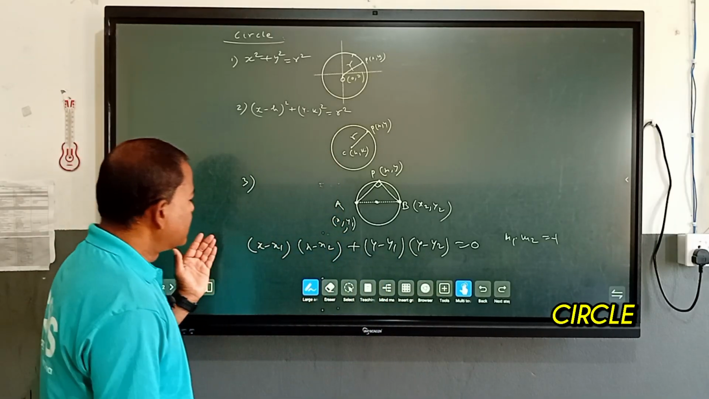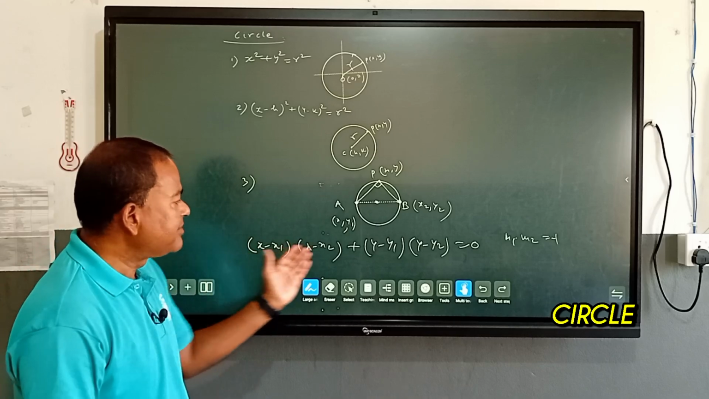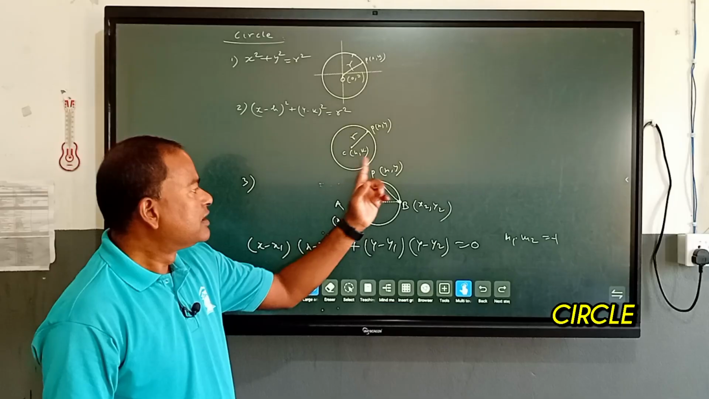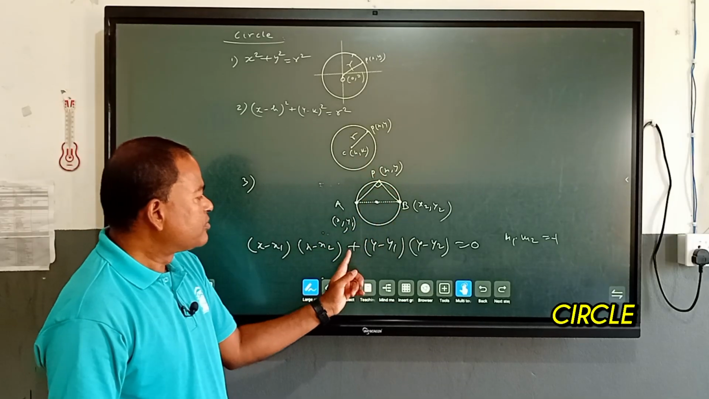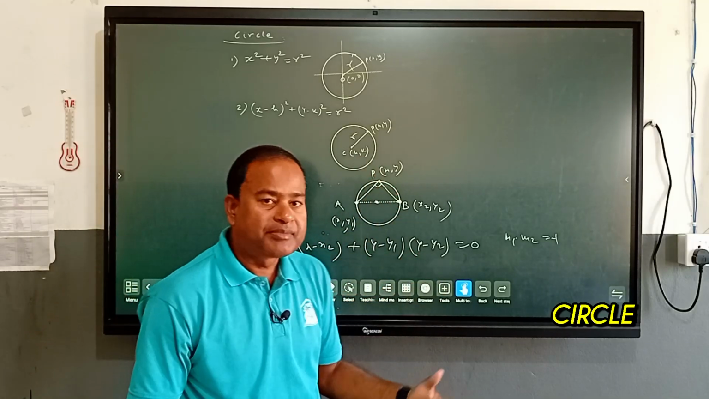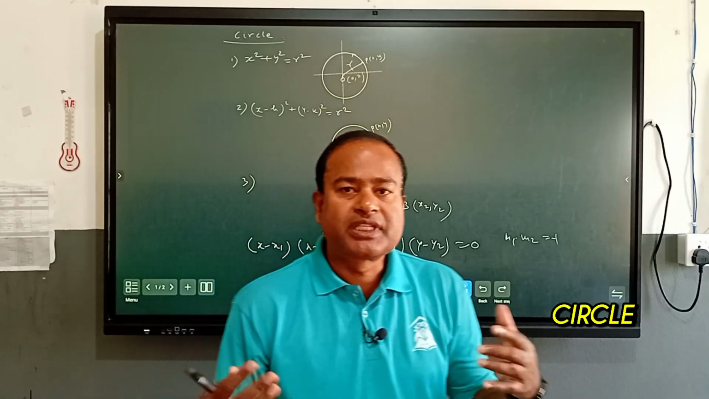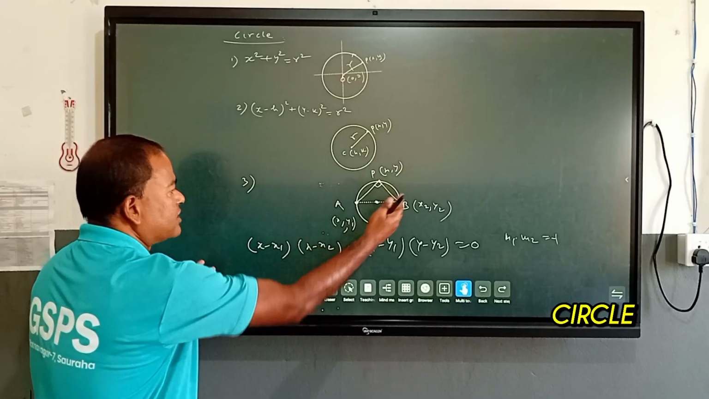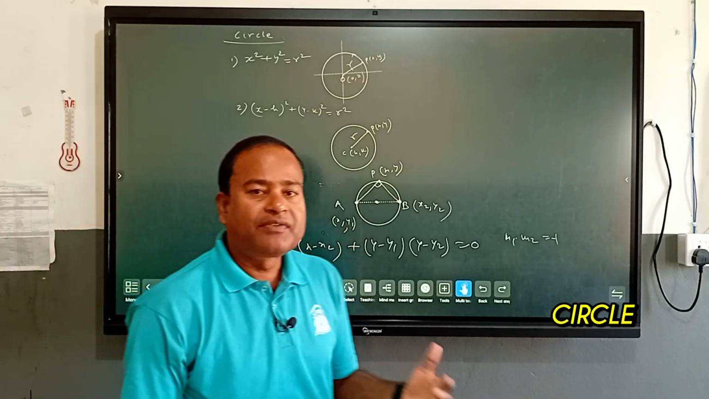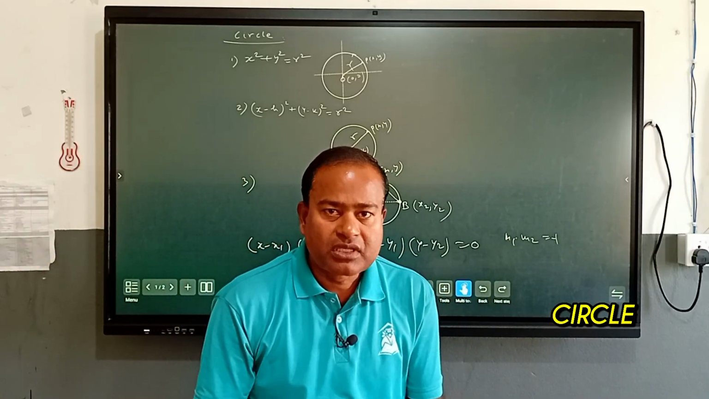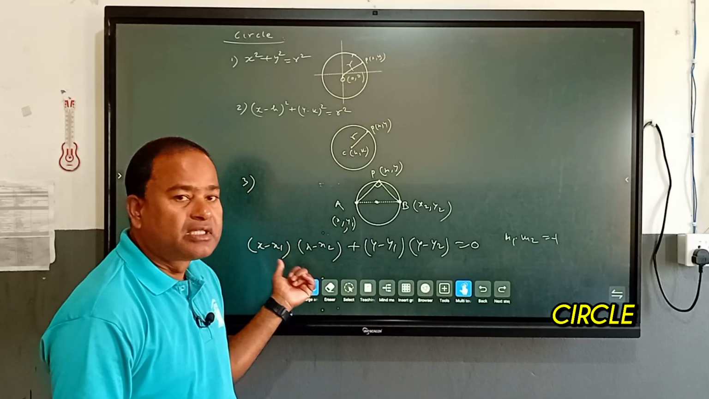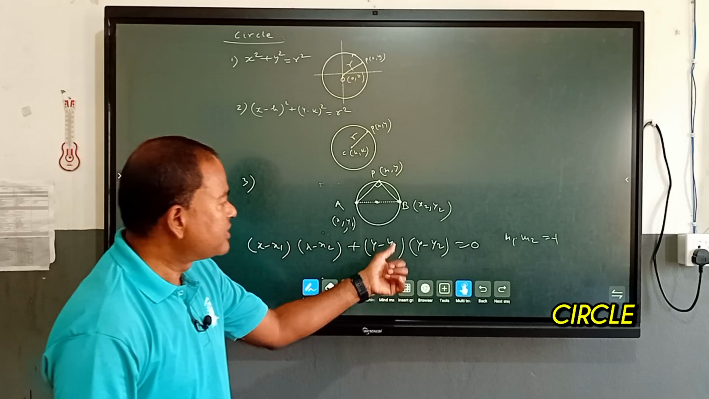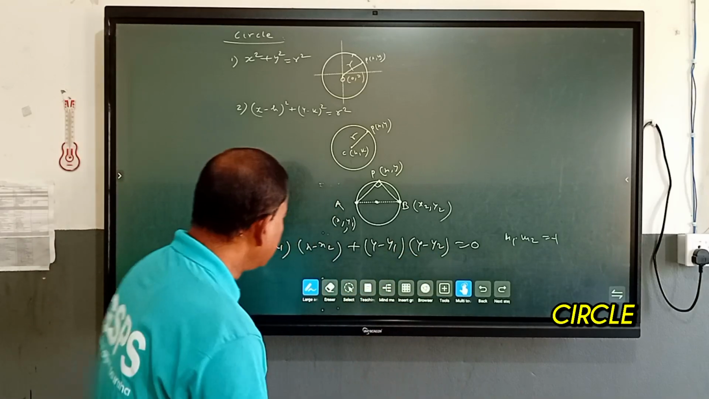So dear students, the equation of circle in the diameter form is x minus x1 times x minus x2 plus y minus y1 times y minus y2 equals 0. So this is called the equation of circle in the diameter form. When two ends of diameter of a circle are given, then we can find the equation of a circle by using the formula x minus x1 times x minus x2 plus y minus y1 times y minus y2 equals 0.